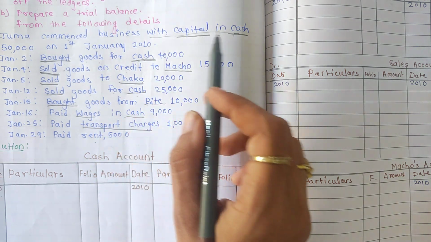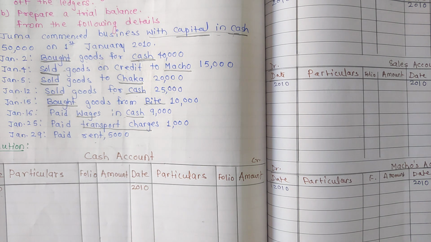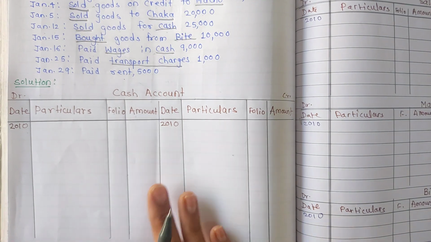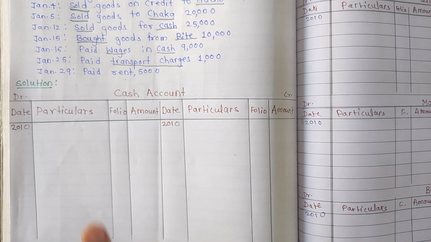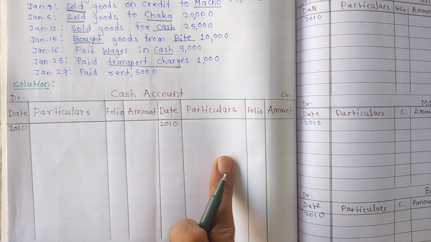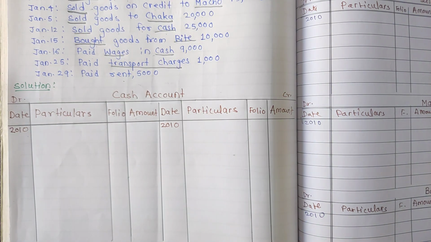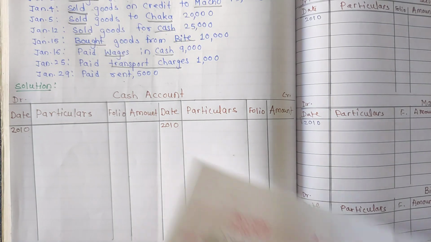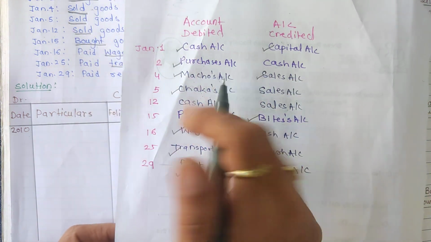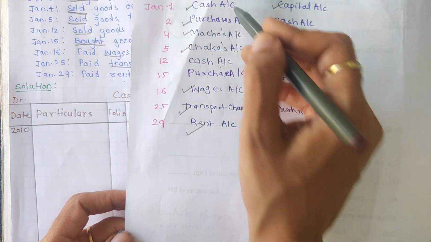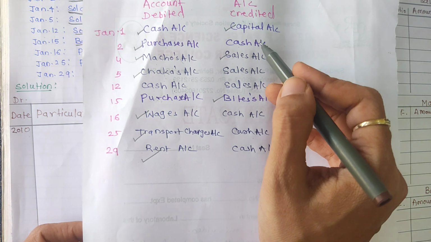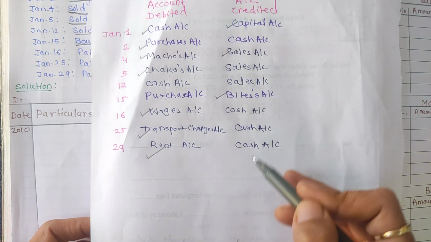Commence business with capital in cash. A very simple rule to remember: in the cash account, whenever cash is coming in the business, you will write on the debit side. When cash is going out of the business, you will write down on the credit side. We also discuss accounts which are debited and credited. So here also you can see, when the cash is coming, the cash account is on the debit side. When cash is going out of the business, the cash account is on the credit side.